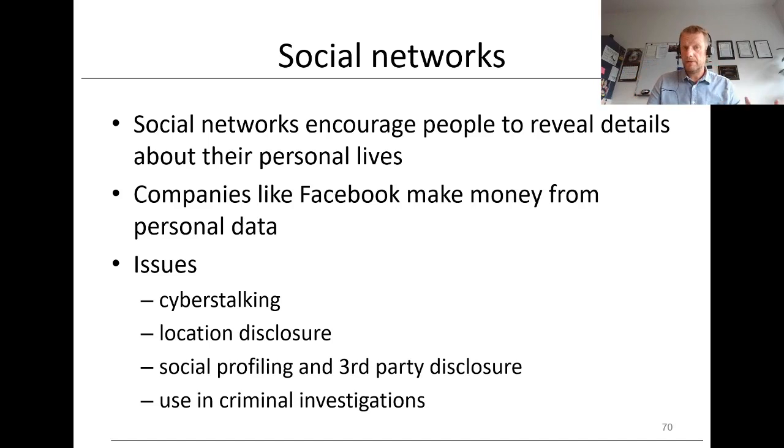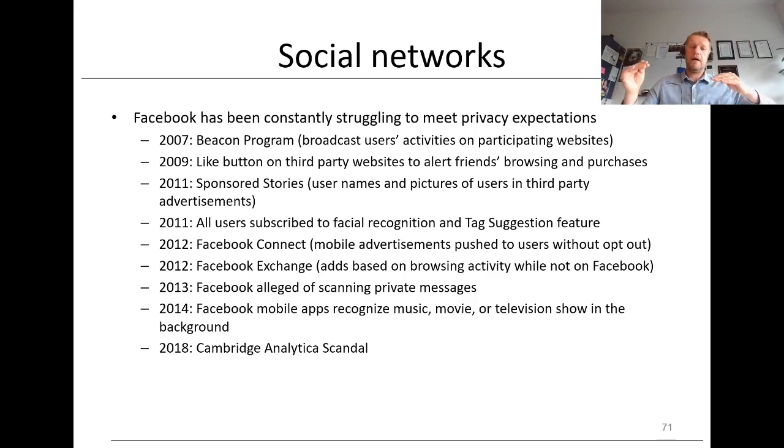Location disclosure is also a privacy threat. Social profiling and third-party disclosure: social network firms like Facebook may start sharing information with other parties, and it is used in criminal investigations. Here you can see some of the privacy lawsuits that Facebook has faced, from 2007 until the Cambridge Analytica scandal in 2018. Some of it is pretty much related to Facebook sharing its data with external parties without consent of the customer.